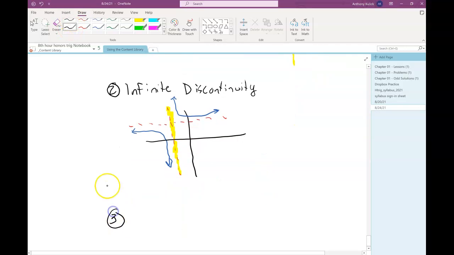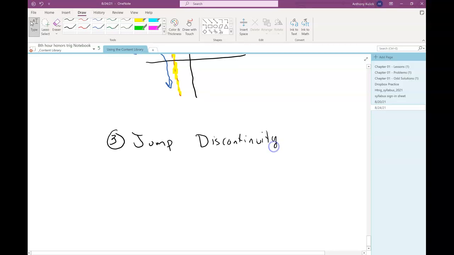The last type of discontinuity is the jump discontinuity. What this looks like is something like this. And actually, let's do that.